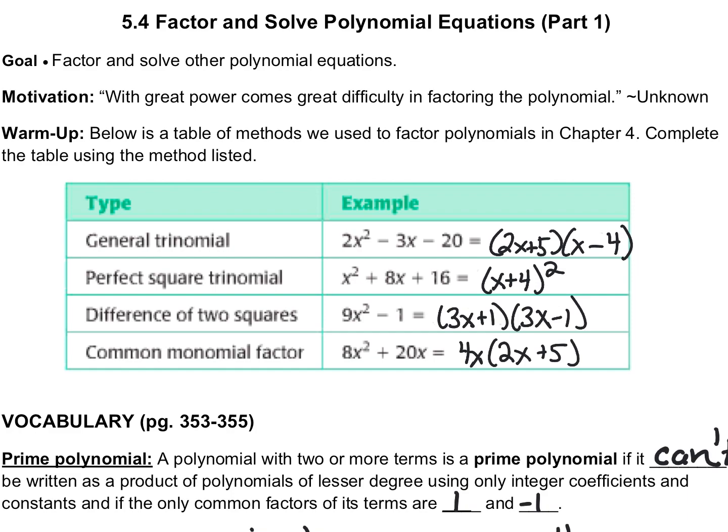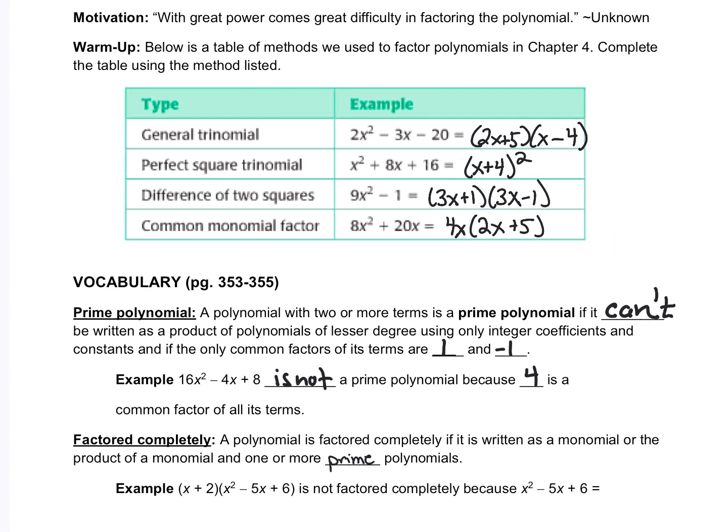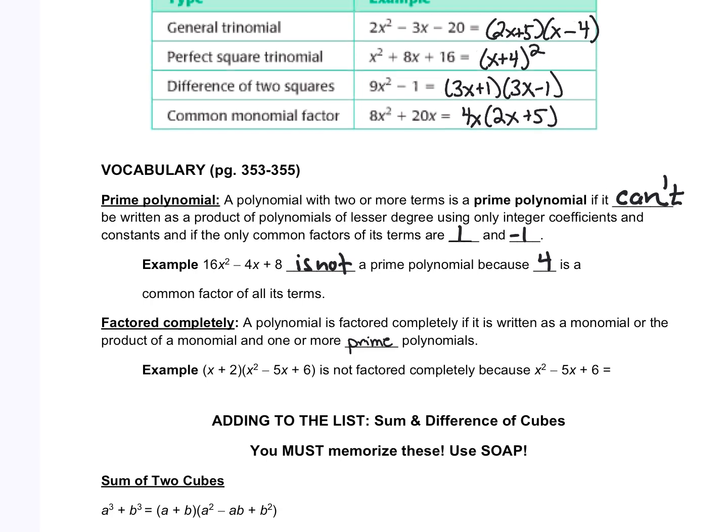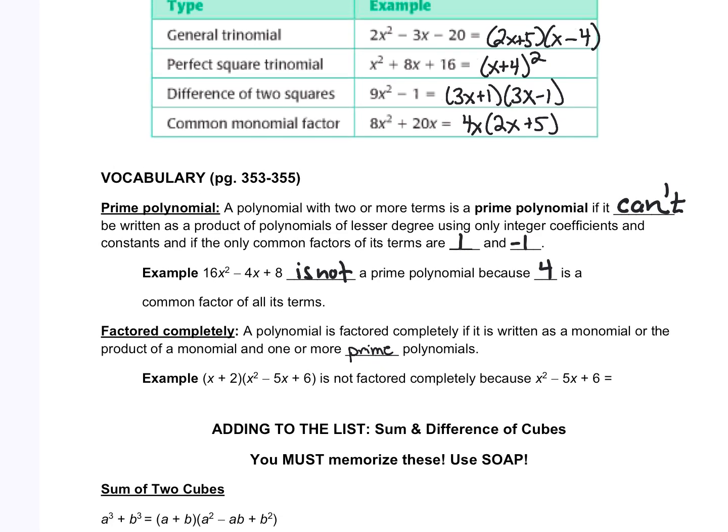So beginning with the end in mind, this little bit of vocabulary that we're going to go through here just has you quite simply answering the question, when am I done factoring? How do I know I'm done with this particular problem? And the answer to that question resides in our first vocabulary term of the day. The first vocabulary term is the term prime polynomial.